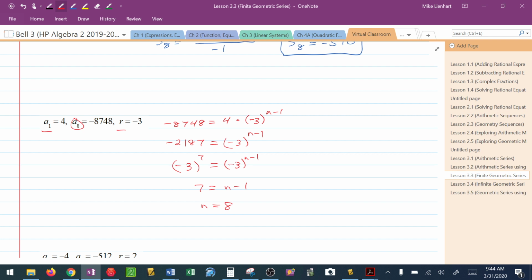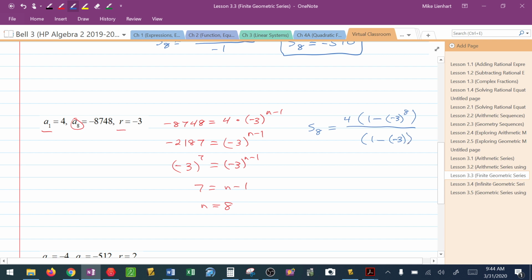We may need to be able to use that. But now I'm ready to go and find the sum here. So I know S sub 8, there's 8 terms, is equal to a sub 1, 4, times 1 minus r, so that would be negative 3 to the 8th, that's our n, divided by 1 minus r, which again was negative 3. I have bad lighting today, so it's hard to see my pen.